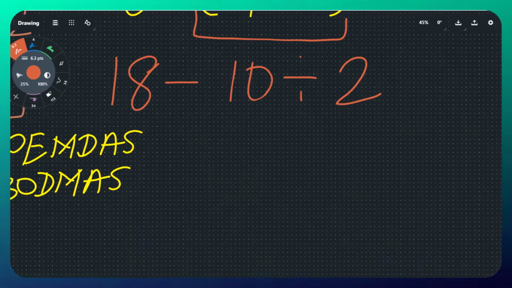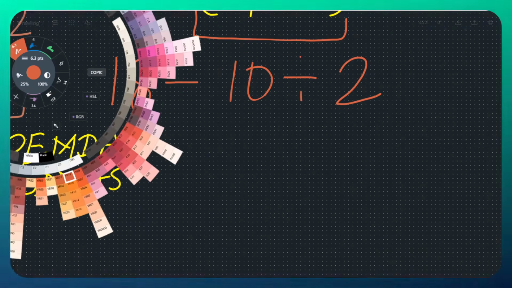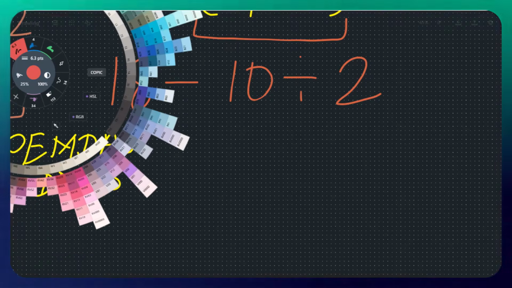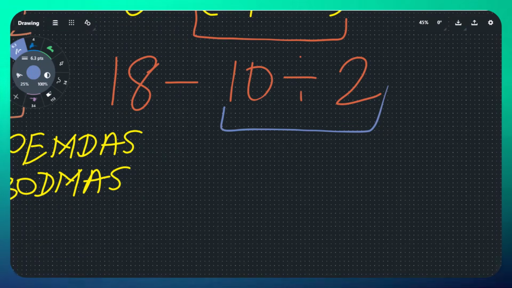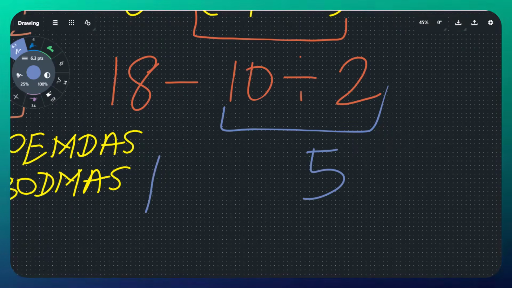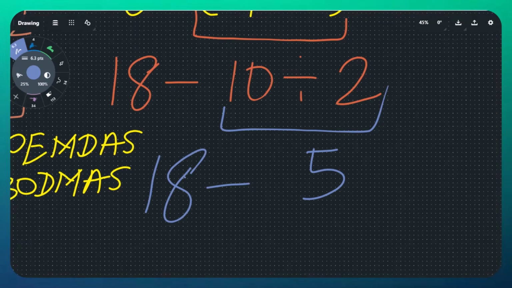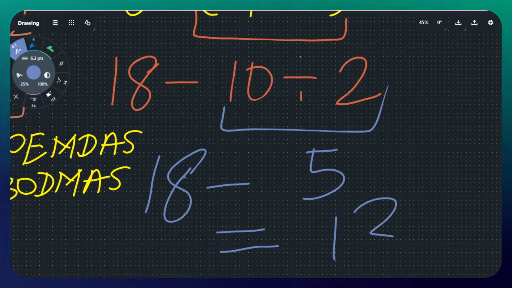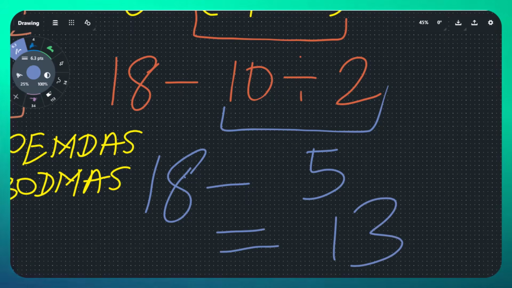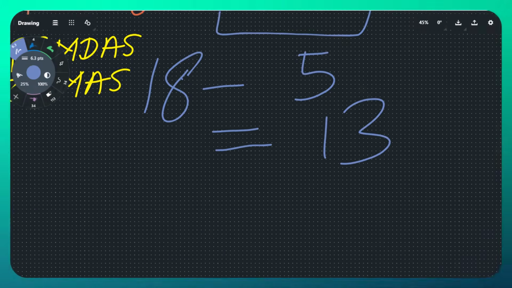According to the order of operation, division comes first before subtraction. Division before subtraction. So 10 divided by 2, that gives us 5. We have 18 minus 5. Okay, so 18 minus 5, and that gives us 13. And this is the final answer and the only correct answer.